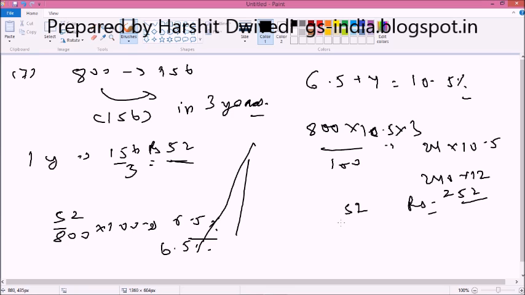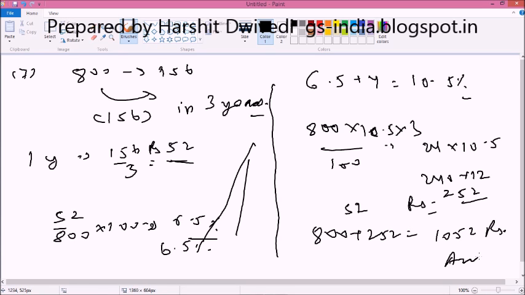And what will be the final amount? The principal here in the second case is 800, and we are going to add 252 to it. We are going to get 1052 rupees. So this is going to be the answer, option C. Moving to our next question.